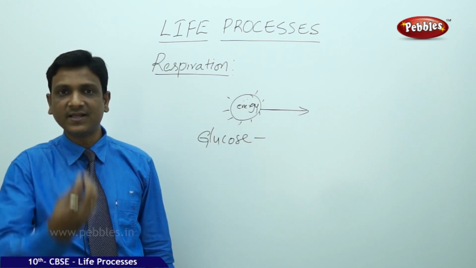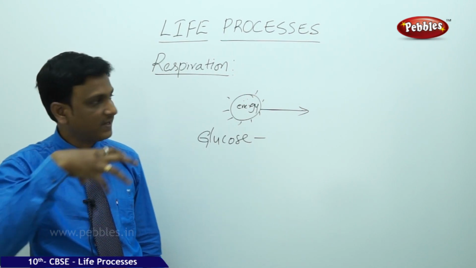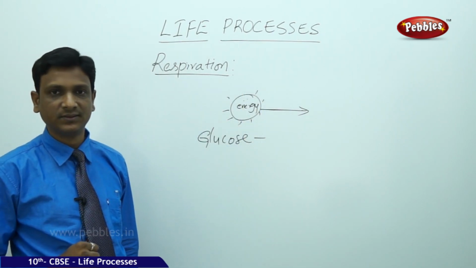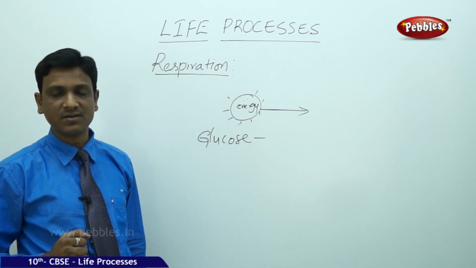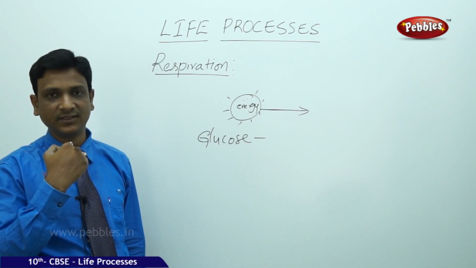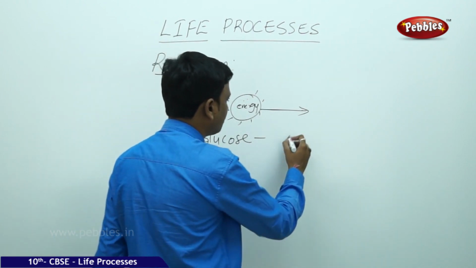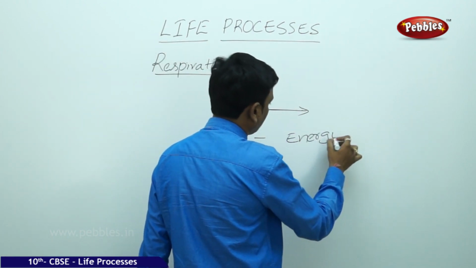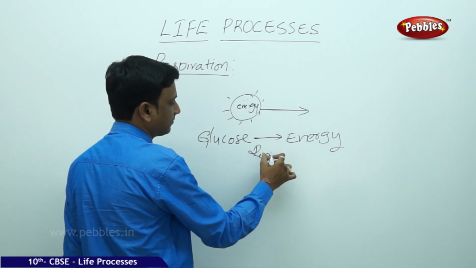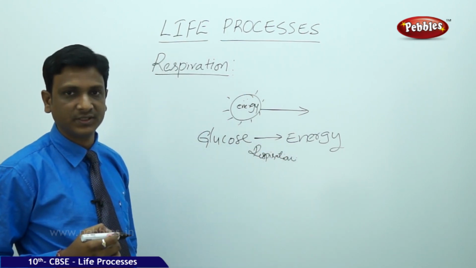In breathing, what happens? We take the air in and we leave the air out. That means for the process of release of energy from the molecules, air is required. Which part of air is required? Oxygen is required. So we are taking the air in, which contains oxygen, that is supplied to the cells for the breakdown of these molecules, glucose to energy. What is this process? Respiration. This is also respiration, but it happens inside the cell, so it is cellular respiration.